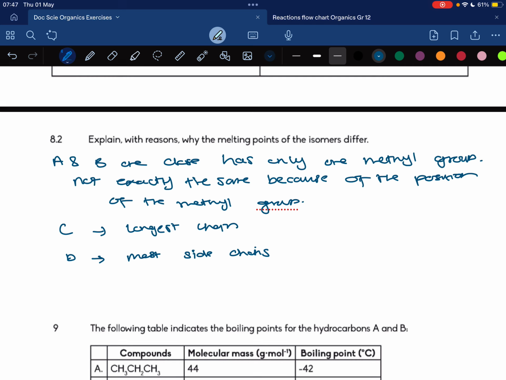Okay, so we can clearly see that it has more surface area than A and B, which makes sense why it would need more energy to overcome those forces. But D is the most branched, but also the most symmetrical. So although it has the most side chains, it is also the most symmetrical. Okay, so that plays an important role here, because it's the most symmetrical molecule, and therefore it has a closely packed crystal lattice.